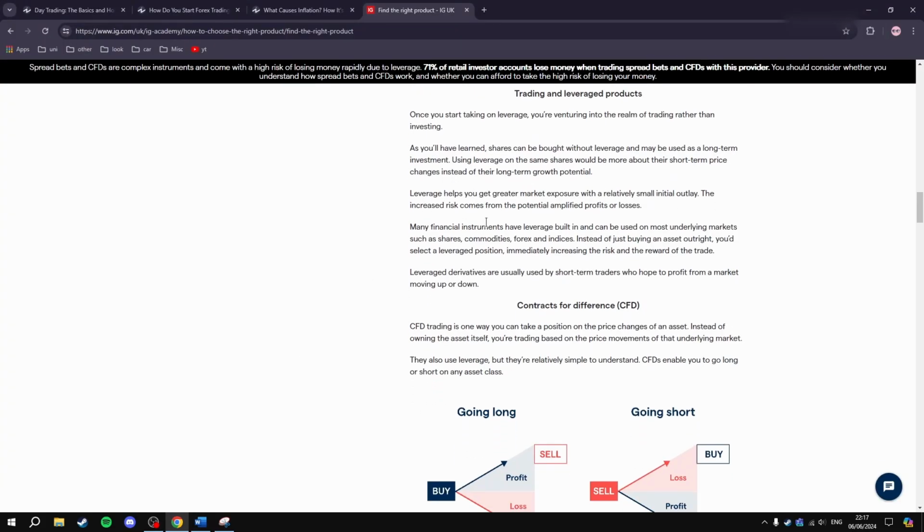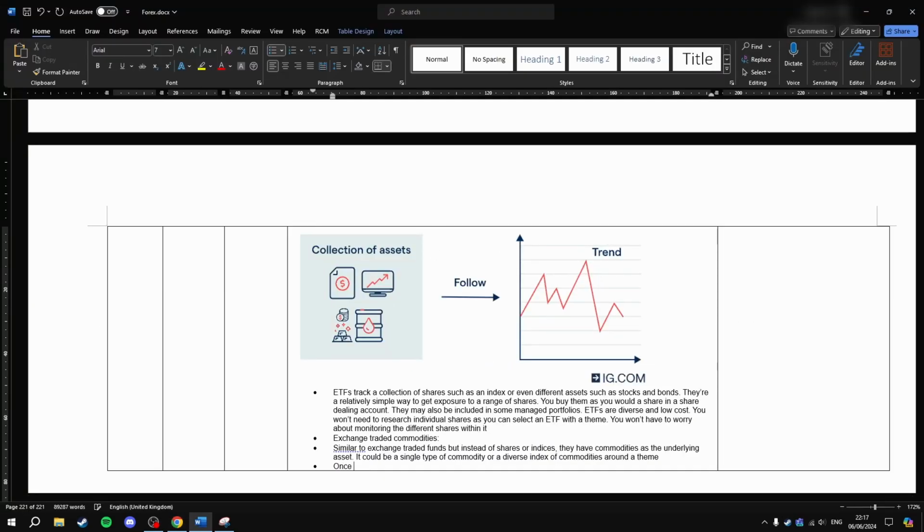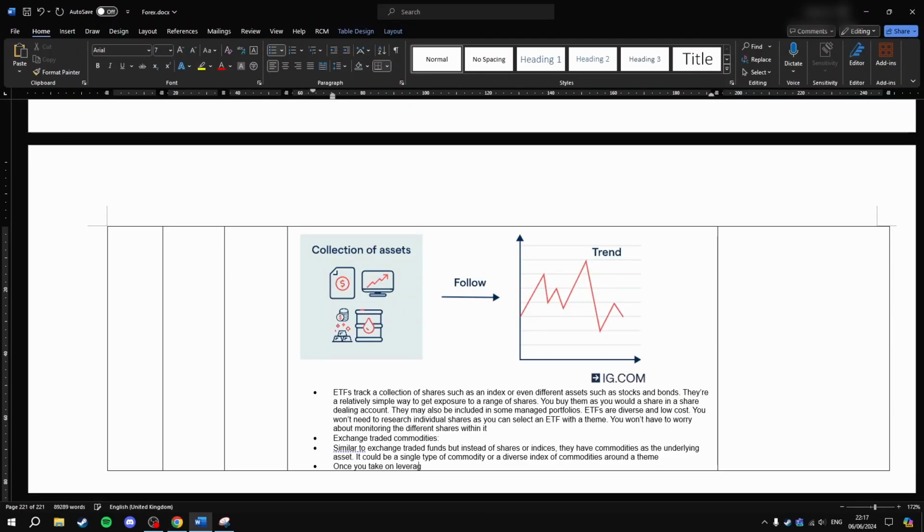Okay, trading and leverage products. Once you start taking on leverage, you're venturing into the realm of trading rather than investing.